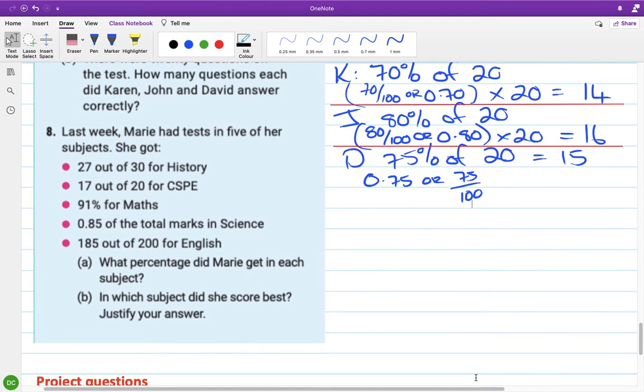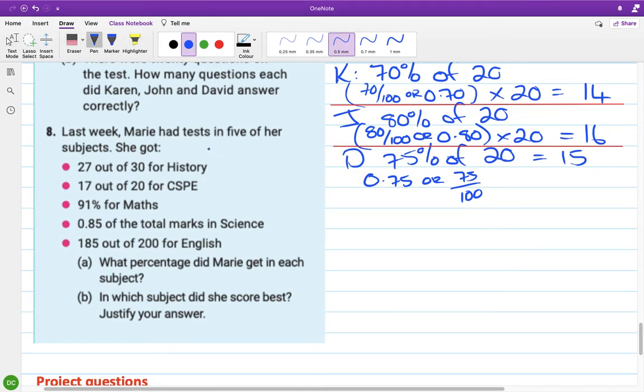And then last week, Marie had tests in 5 of her subjects. She got 27 out of 30 for history, 17 out of 20 for CSP, 91% in math, 0.85 total marks in science, 185 out of 200 for English. So what percentage in each?